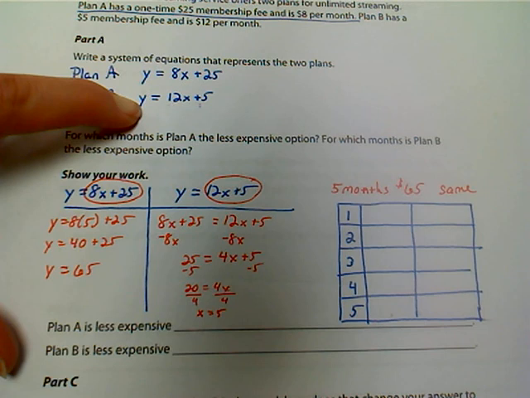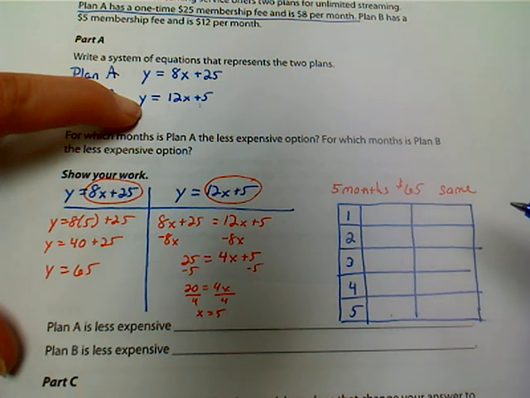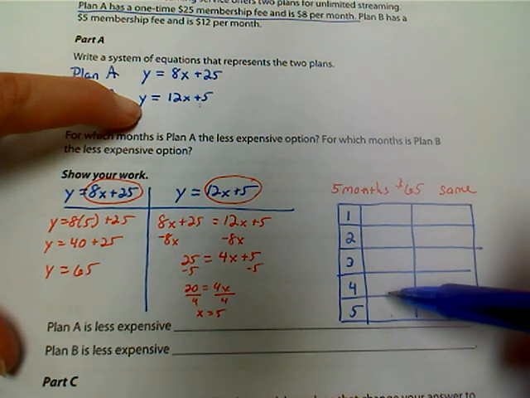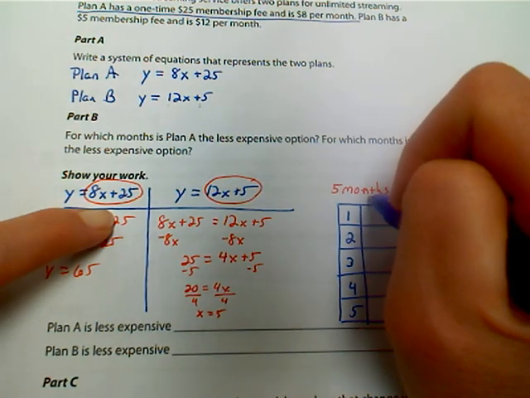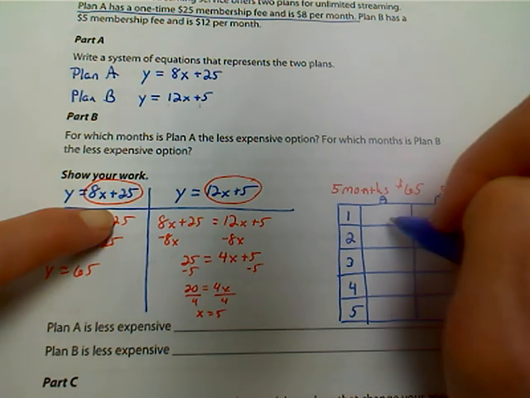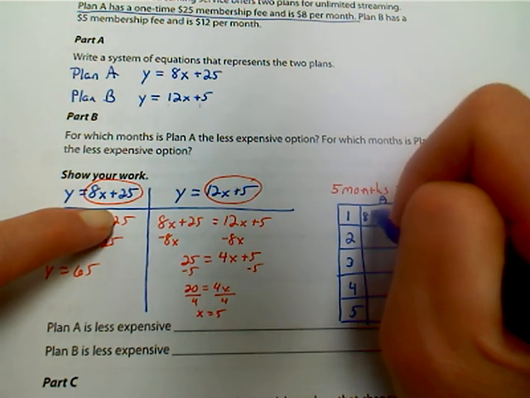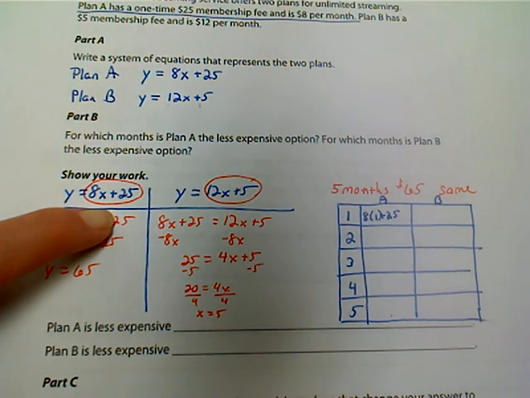We know that they're the same at the 5th month. All right, but we could probably just do 1 or 2 of these boxes to figure out who is going to cost less for the first 4 months. Okay? So if I plug in 1, so let's say this is Plan A and this is Plan B. Plan A is 8 times 1 plus 25. So that's 8 plus 25. 8 plus 25 gives me $33.